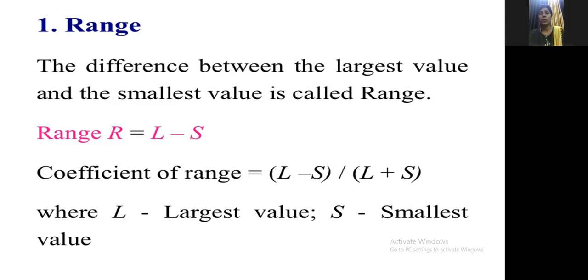So range is L minus S. Then we find the coefficient of range. The coefficient of range is just the ratio of the difference of the largest and the smallest value and the summation of the largest and the smallest value. So the formula which comes as a coefficient of range is L minus S divided by L plus S. Let's apply this formula and other formulas also of different measures of dispersion. So in the next slide, we will understand that.